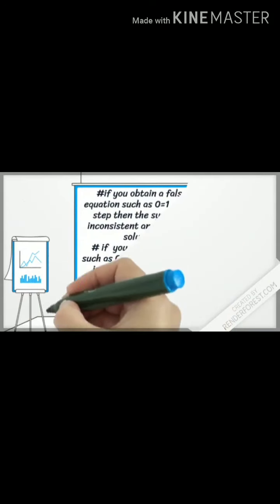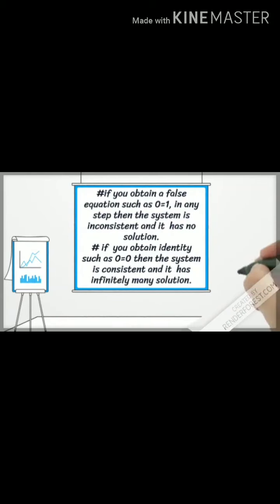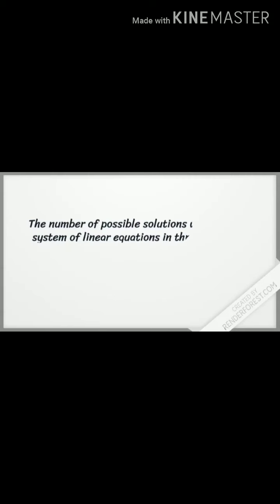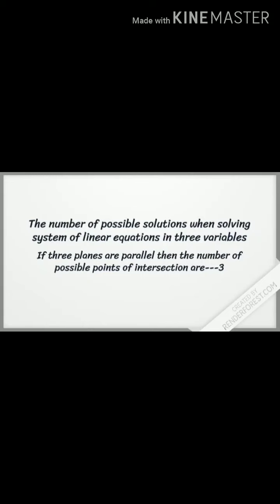Okay. Next, move on to the nature of the solution. If you obtain a false equation such as 0 is equal to 1 in any step, then the system is inconsistent and it has no solution. If you obtain an identity such as 0 is equal to 0, then the system is consistent and it has many solutions. The same way, if you obtain some values of the given variables x, y or x, y, z, then the solution will be unique. So the given equation will decide the nature of the solution.